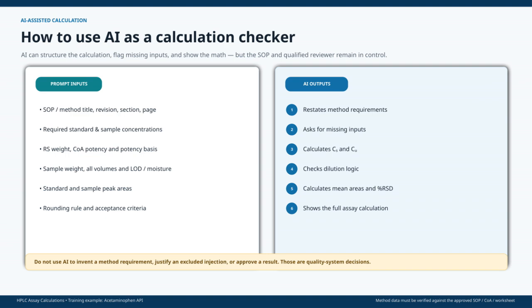It's important to remember that AI should never be used to create new method requirements, justify excluded injections, or approve results. These decisions must always be made within the quality system framework by trained personnel. AI is a tool to support accuracy and efficiency, not to replace professional judgment.